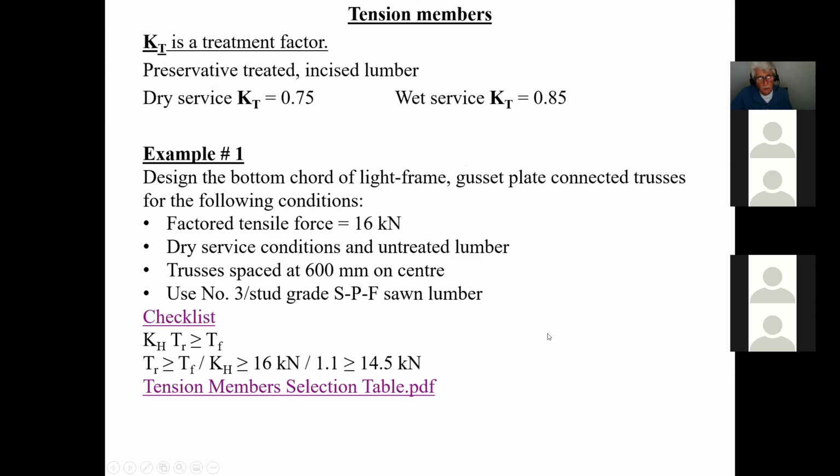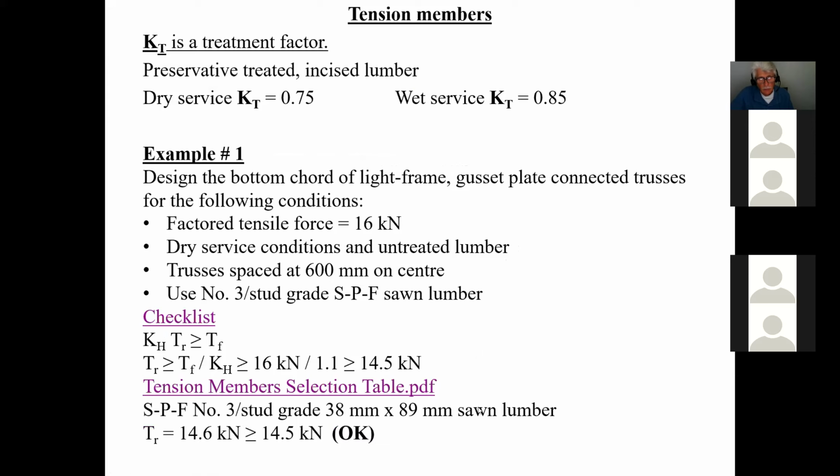I guess not. Okay. So SPF number 3, 38 by 89. I have a TR, okay, so the TR value is 16.4 over 14.5. I'm okay. Like I said, if you wouldn't have taken advantage of it, you would have ended up with 38 by 140. Okay. Now, if I give you a problem like this on an exam and you happen to not take advantage of the fact that you can modify the value, okay, well, I'm not going to mark it totally wrong, but I'm going to penalize you because you haven't really optimized your choice. Because, as long as the TR is greater than the TF, nobody can say you're wrong except for your client that is spending more money for the wood.